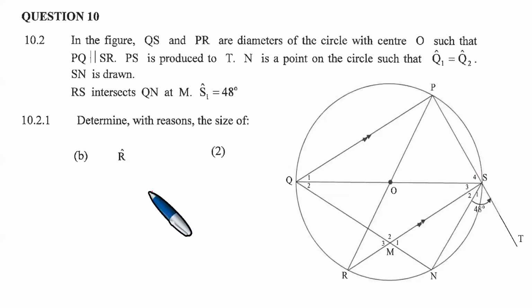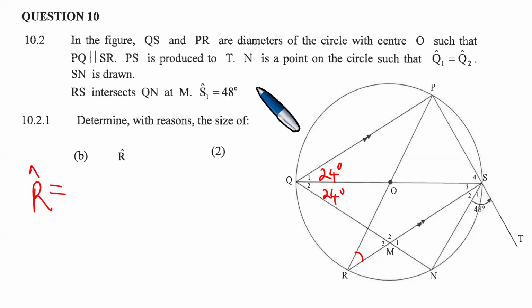The next question is we want to find, so we found that this one is 24 degrees and this one is 24 degrees. Now we want the size of angle R, this one here. Very easy. Anyone? Angle R is equal to what? There's what you call the bow tie theorem. 24 degrees. Well done, Tenulo.